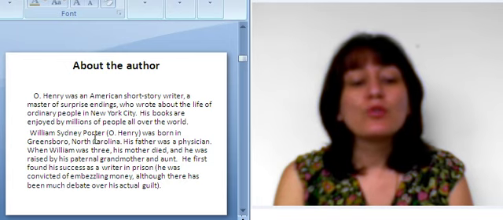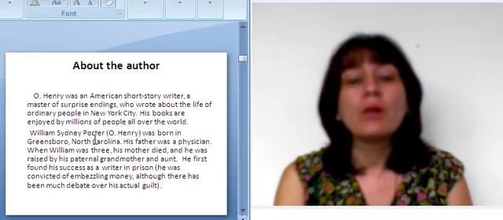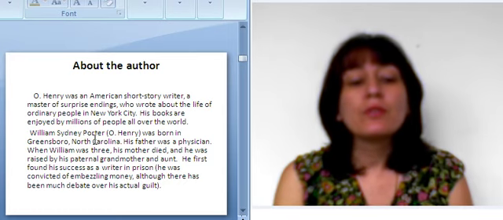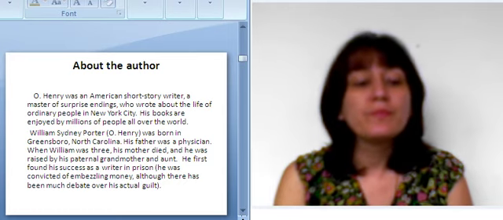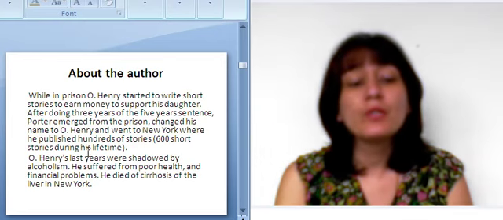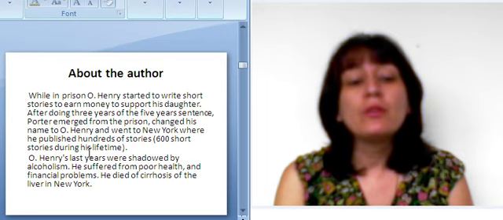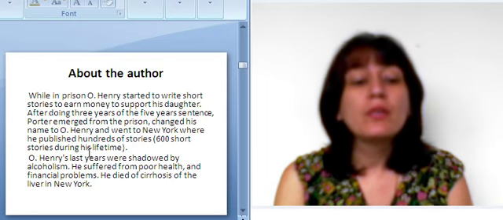He first found his success as a writer in prison. He was convicted of embezzling money, although there has been much debate over his actual guilt. While in prison, O. Henry started to write short stories to earn money to support his daughter. After doing 3 years of the 5-year sentence, Porter emerged from the prison, changed his name to O.